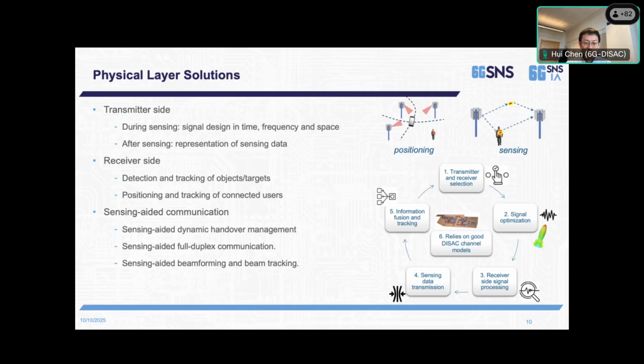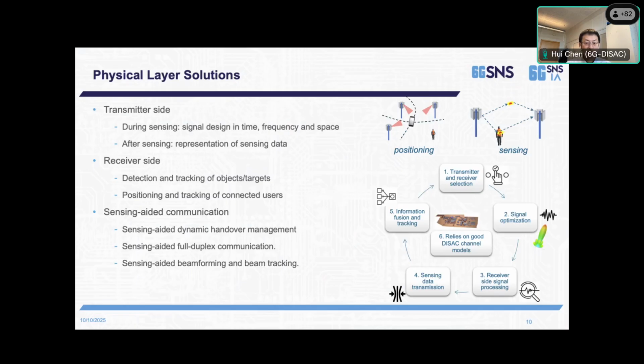In this project, we focus on the physical layer. So we aim to tightly integrate sensing and communications and focus on three aspects: the transmitter side, receiver side, and the sensing-aided communication. On the transmitter side, we need to design signals in time, frequency, and space that can serve dual purposes, so they are also enabling efficient representation of the sensing data.